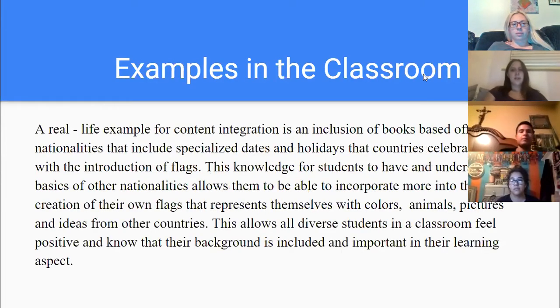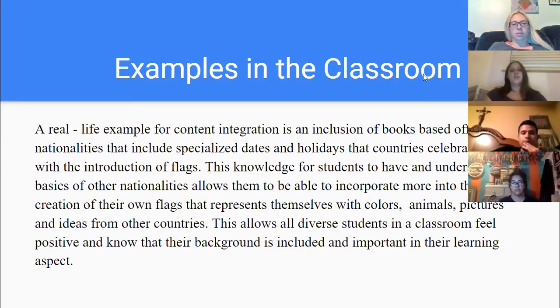My name is Madison Ortiz, and I got question number 2, which would be real-life examples in the classroom. A real-life example for content integration is the inclusion of books based off of different nationalities that include specialized dates and holidays that countries celebrate, along with the introductions of different flags.